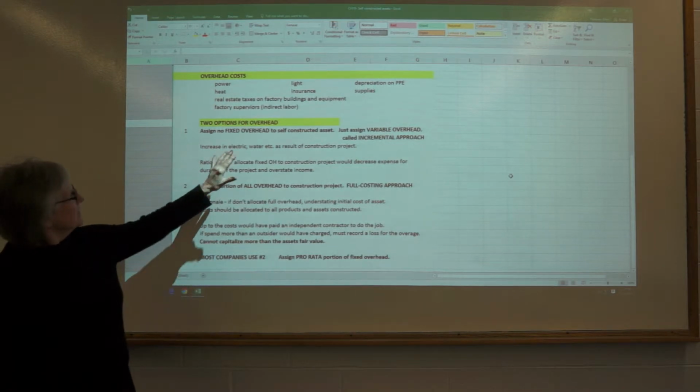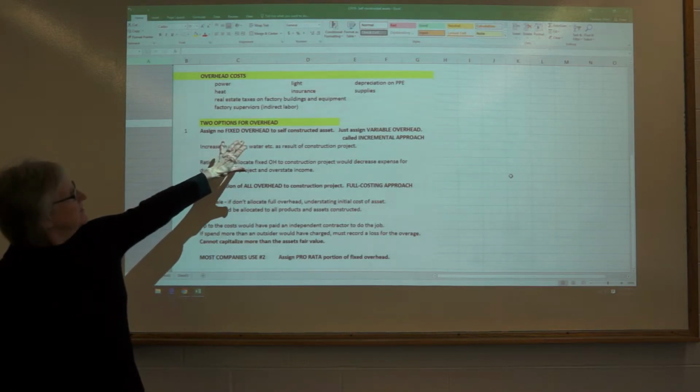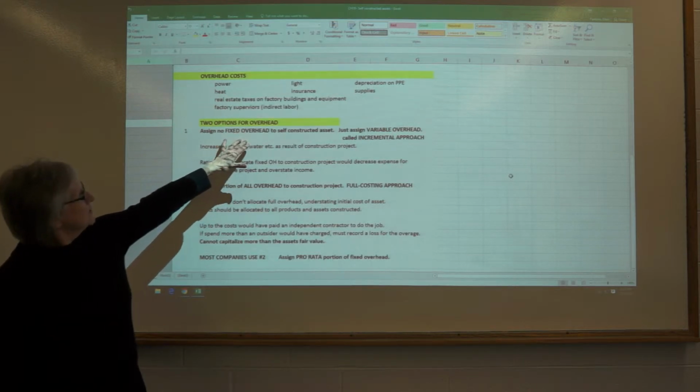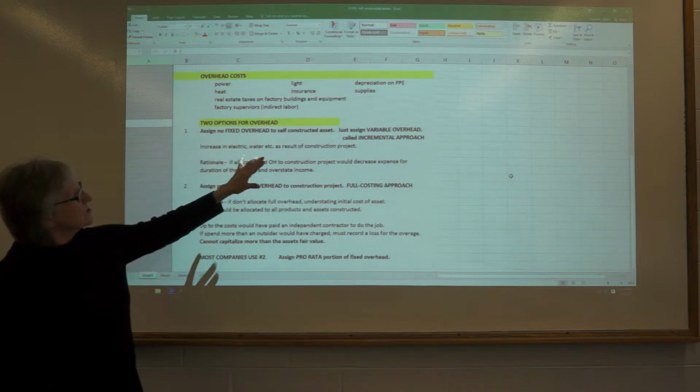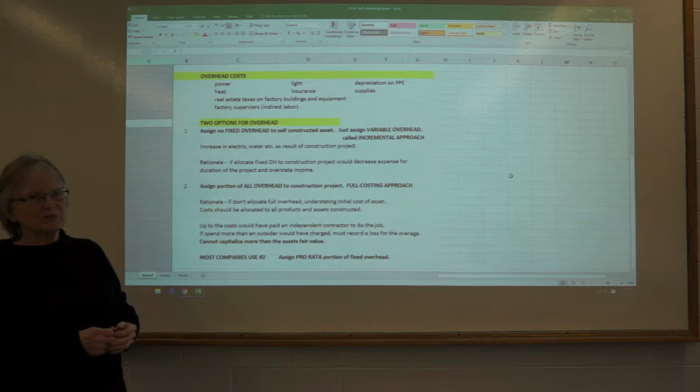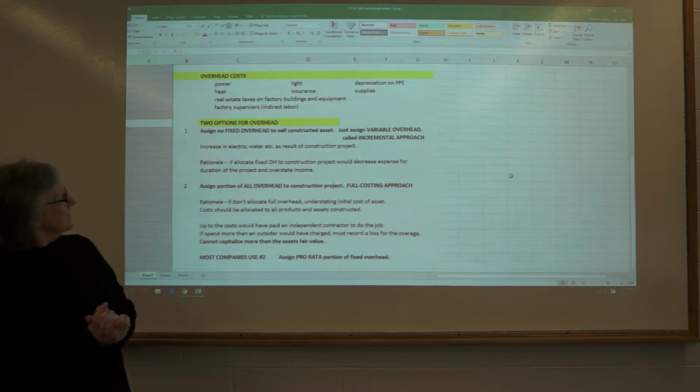Incremental, they assign no fixed overhead. Now, if you need to go back and review fixed and variable, now's a good time to do it, but they're assigning no fixed overhead to the self-constructed asset, just variable overhead. Incremental approach, because they're simply assigning the increase in all of their utilities, the increase in all of their overhead to that construction project, okay?